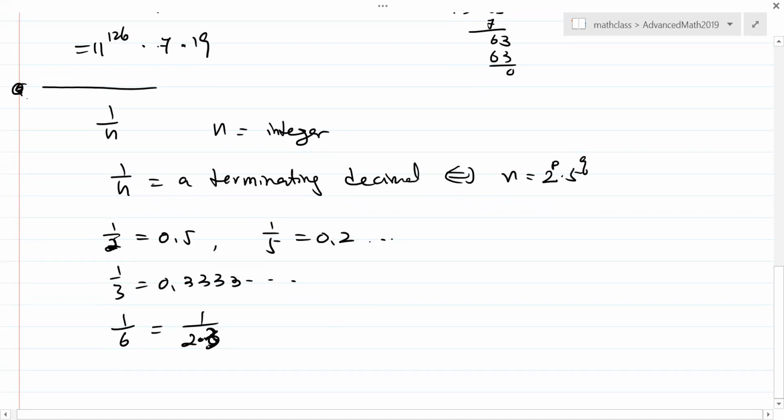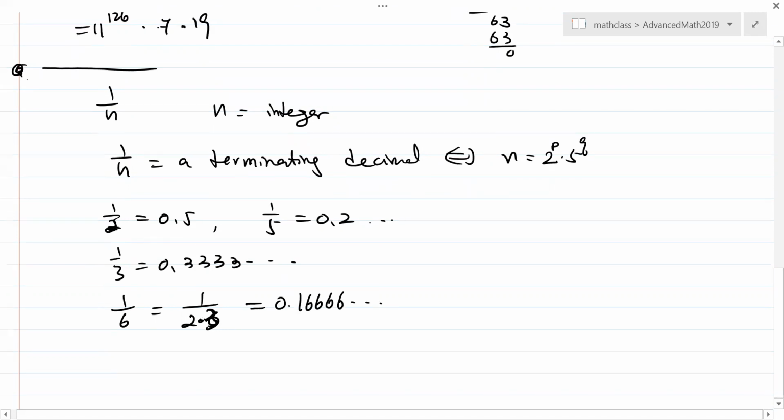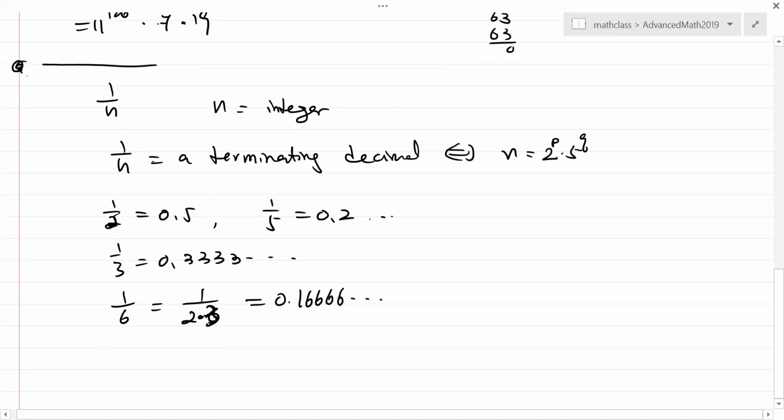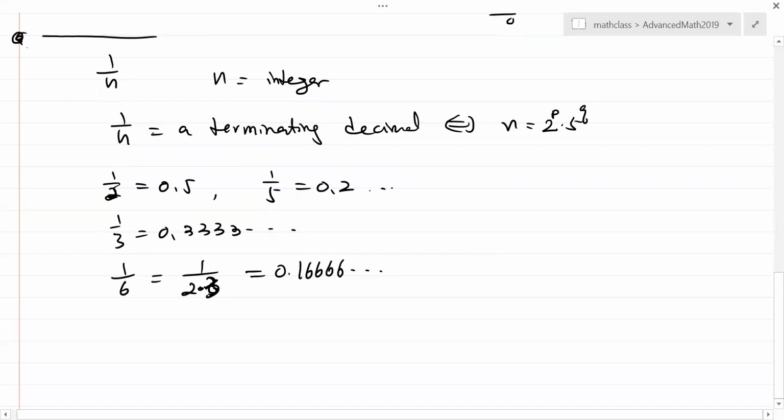Let's look at 1/6. 1 divided by 6 is going to be 0.1666, which is not a terminating decimal. So only when n has a prime factorization of 2 to the power p times 5 to some power q, then 1/n is going to be a terminating decimal. We just discovered that, and we check it using examples.